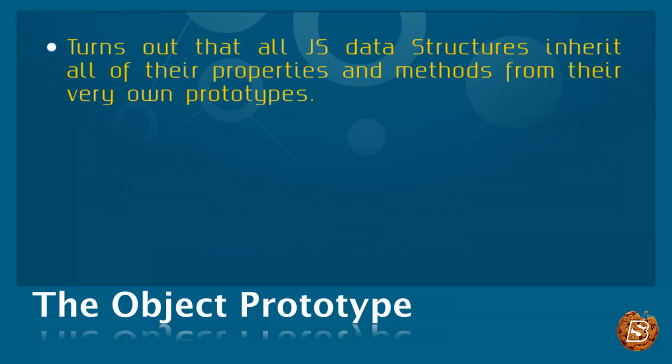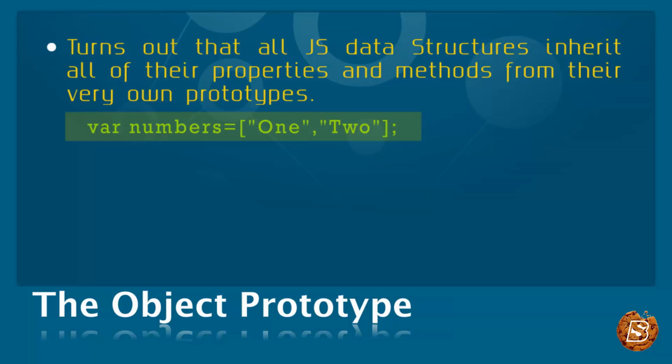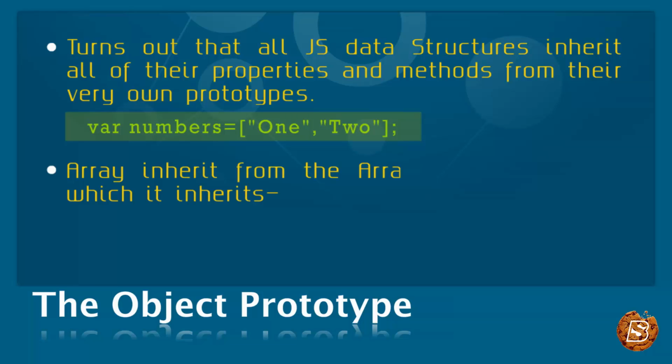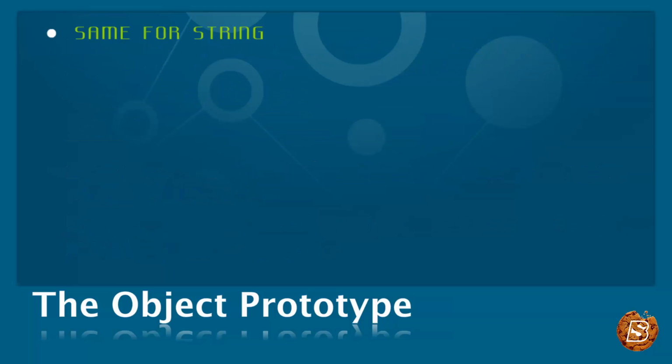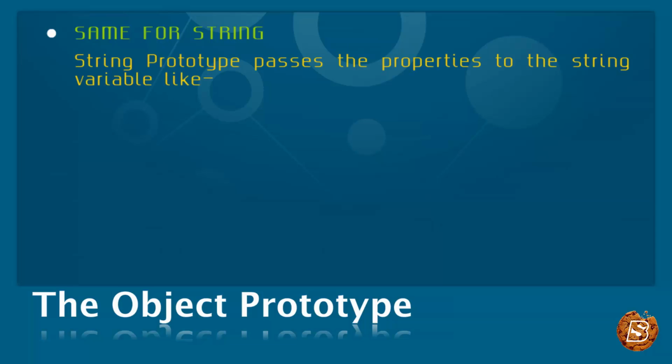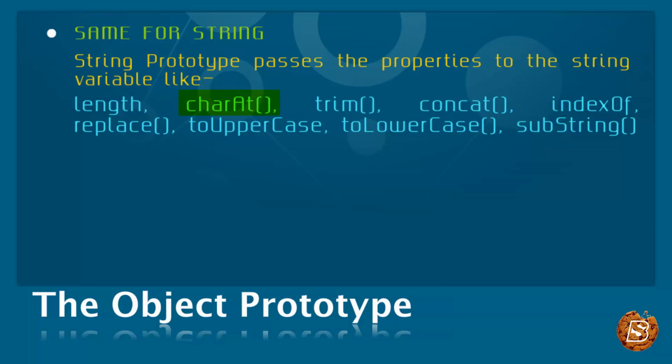Turns out that all JavaScript data structures inherit all of their properties and methods from their very own prototypes. For instance, if we create an array, then that array will inherit from the array prototype, using which it inherits length, pop, push, shift, reverse, sort, reduce, join, and slice methods. The same holds true for strings. Strings inherit from the string prototype, which passes properties to the string variable like length, charAt, trim, concat, indexOf, replace, toUpperCase, toLowerCase, and substring.